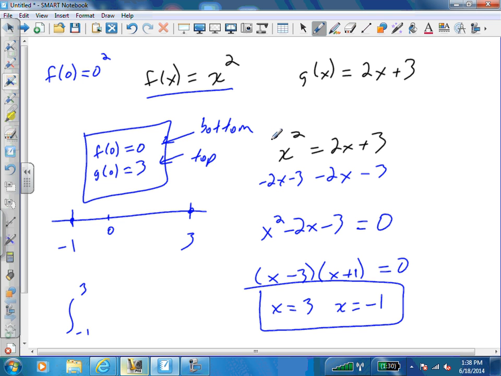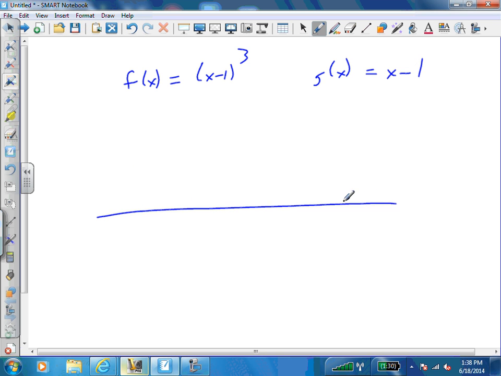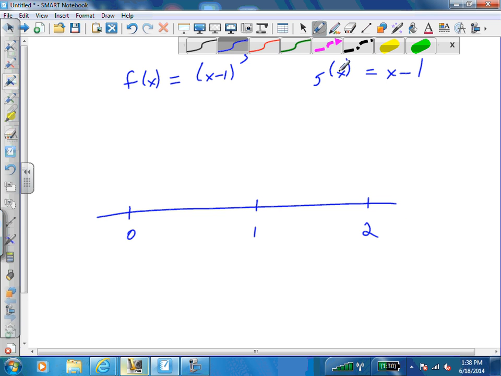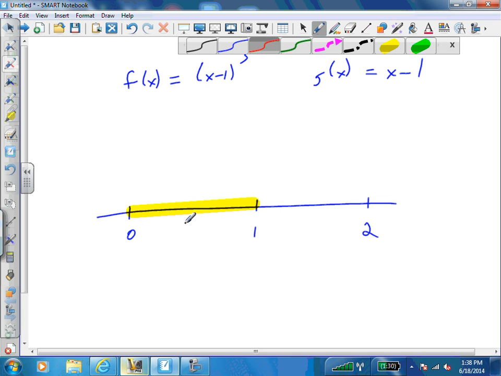If we look back at that previous problem where they call it y1 and y2, I'll call it f of x and g of x. We found that there were 3 points of intersection, and they plotted those on the graph, 0, 1, and 2. So if we want to decide, in this first interval, which one is on top? What would be a test point in this interval? A half.